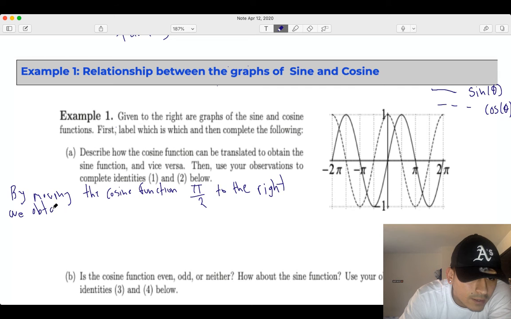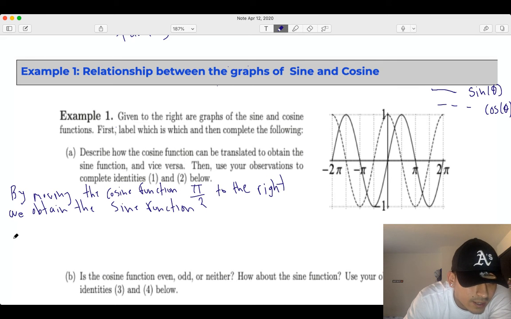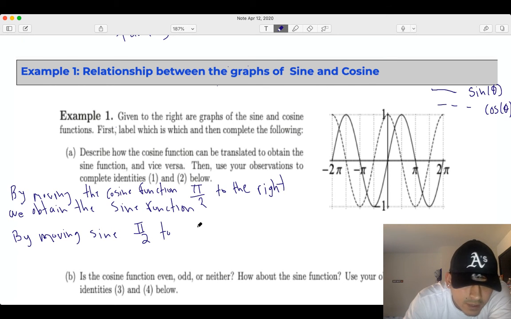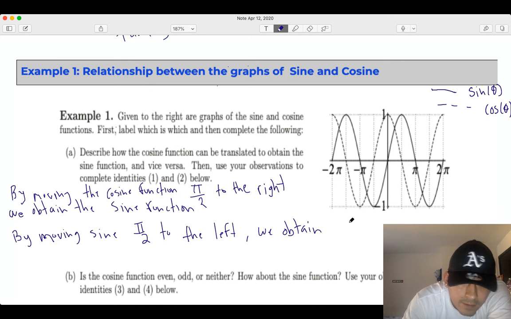We obtain the sine function. And for cosine, by moving sine pi over 2 to the left, we obtain the cosine function.